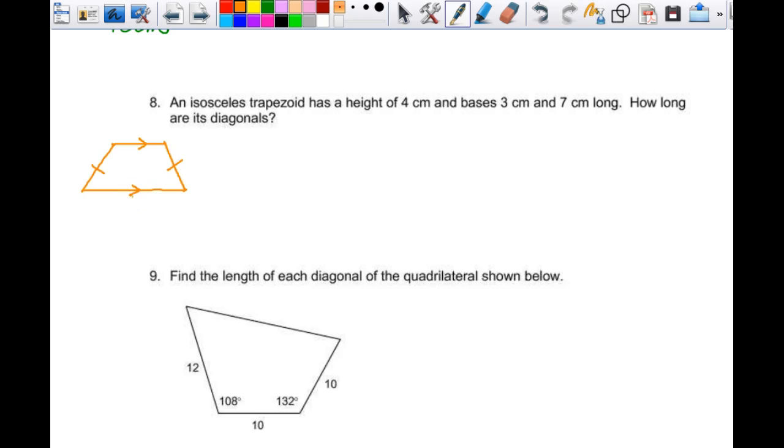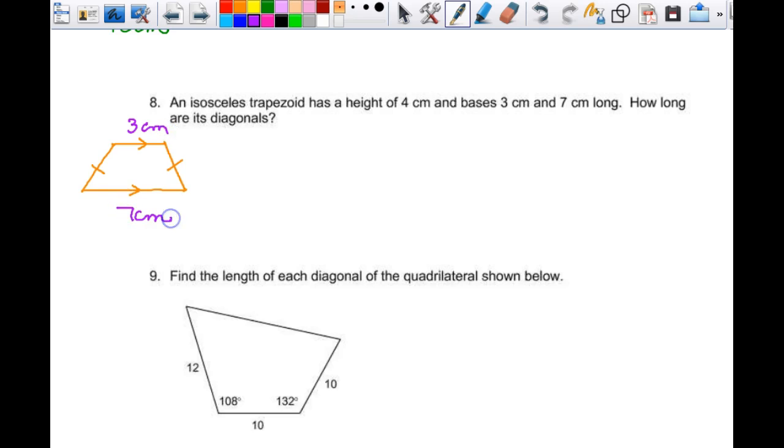So this says you have a height of 4 centimeters and bases 3 centimeters and 7 centimeters long. How long are its diagonals? So tell me about the diagonals of an isosceles trapezoid. Yeah, you think they're congruent? Would it make sense for them to be congruent? They're congruent. So although it says its diagonals, they're the same, so you really only have to find one. What do you know? Okay, so it says the bases are 3 and 7. I'm pretty sure that y'all can label those, right?